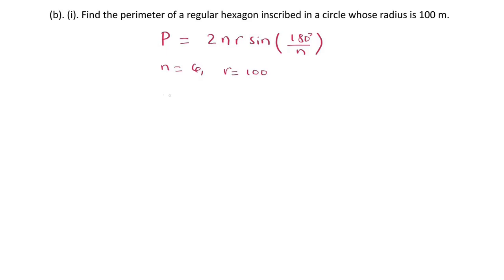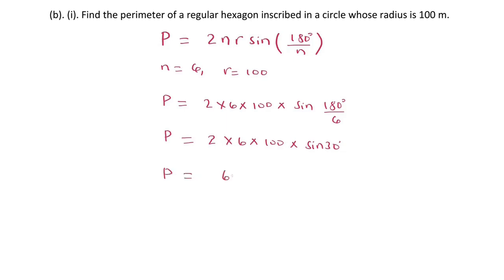Our equation is going to be perimeter equals 2 times 6 times 100 times sine 180 over 6. Solving the values inside the sine, we are going to have perimeter equals 2 times 6 times 100 times sine 30. Solving this, we are going to have perimeter equals 600 meters, and this is going to be our answer.